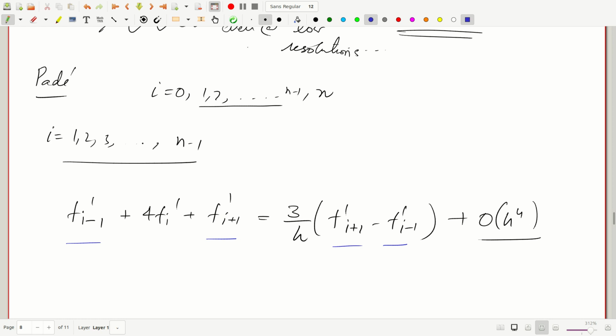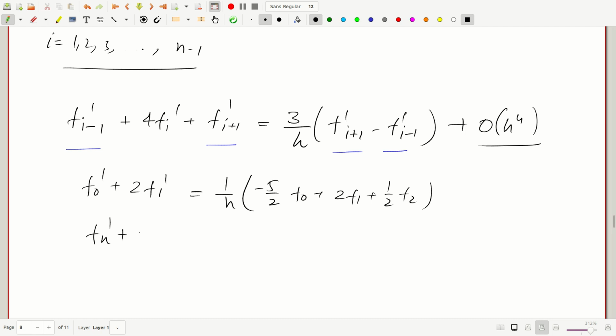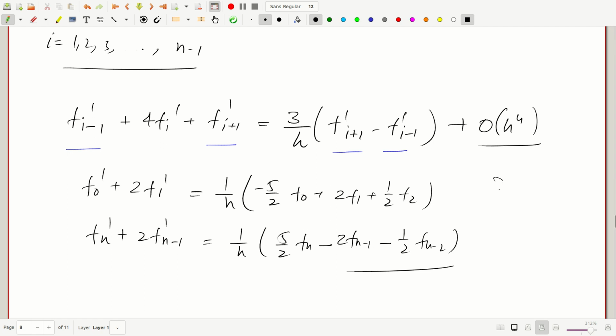Okay, all right, then as you can see, we have excluded the boundary points 0 and n, for which you have special formulae, which are basically f0 prime plus 2 f1 prime equals 1 by h times minus 5 over 2 f0 plus 2 f1 plus half f2, and then for point n you have fn prime plus 2 fn minus 1 prime equals 1 over h times 5 by 2 fn minus 2 fn minus 1 minus half fn minus 2. Okay, so these are the formulae. Now how did we get these schemes?